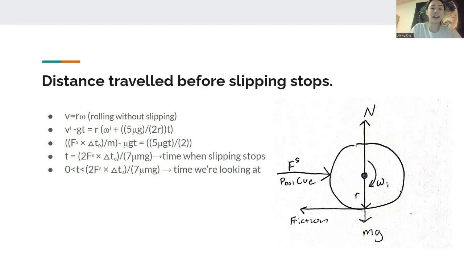So again, we can look back at that equation and we can set it up a little bit differently. So now that it's linear velocity equals radius times angular velocity. And so we know that the slipping is going to stop when that equation rings true. And so if we plug that in, we can find that time frame we're looking for before that equation rings true. And that's going to be from time 0 to time equals 2 times the force from the cue times time divided by 7 times our friction constant times mass times gravity.